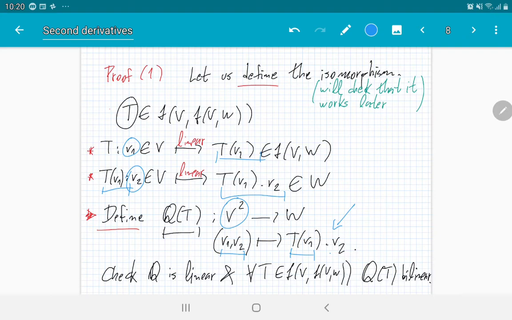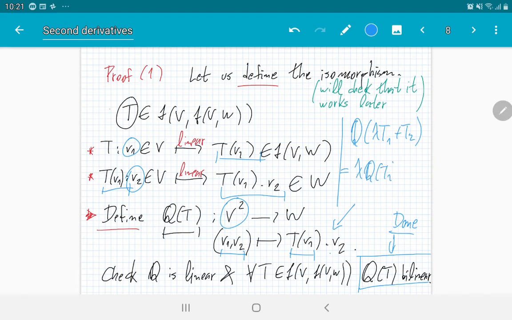Now there are several things we need to check. One of them I've already checked, which is that Q of T is bilinear, meaning that if I take linear combinations in the V1 position or V2 position, I get linearity in each one of these variables. That's been done in that slide where I just spelled everything out. Now there's another thing you need to do, which is to check that Q is a linear map, meaning if you take lambda T1 plus T2, then you get lambda Q of T1 plus Q of T2.